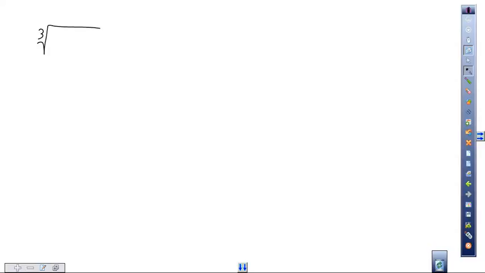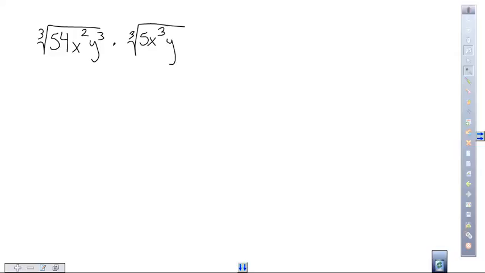So if we have the cube root of 54x squared y cubed times the cube root of 5x cubed y to the 4th. Alright, so our rule says we've got to multiply inside times inside, outside times outside, and then we're going to try and reduce it. That's the idea. Again, no coefficients in the front. Yay, don't have to worry about the outside.